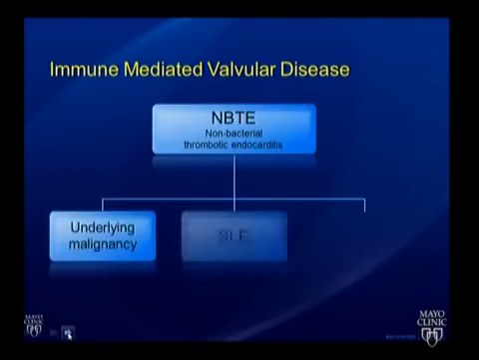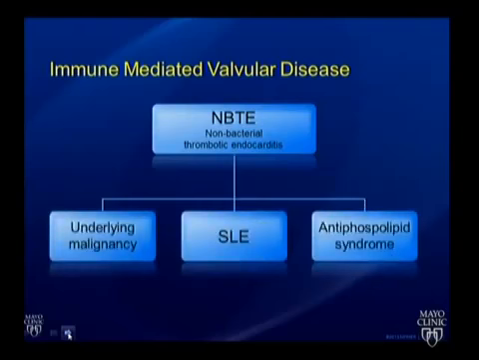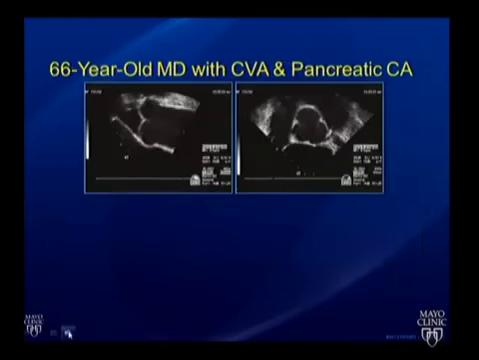Immune-mediated valvular heart disease, which the non-bacterial thrombotic endocarditis can be either due to an underlying malignancy, lupus, or antiphospholipid syndrome. And these would all be the type of testing and workup that you would do if you have an atypical papillary fibroelastoma. These are the things you want to look for, and sometimes you'll find those.